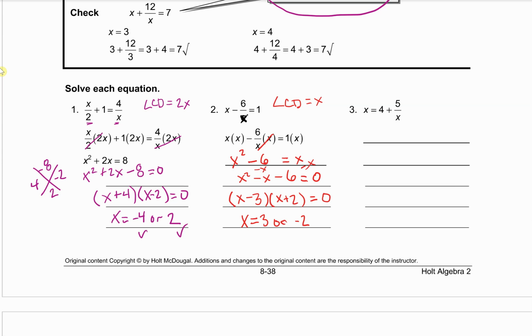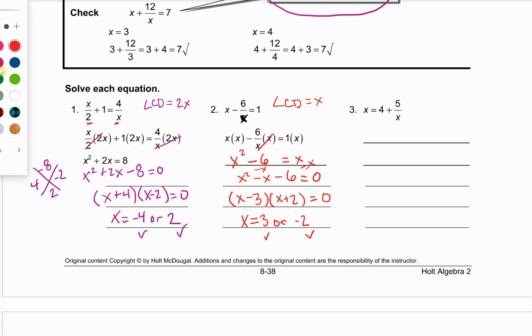And again, you got to go back and plug them in. If I got 3 here, let's see, that would be 3 minus 6 divided by 3, that's 3 minus 2, that's 1. That works. Negative 2: negative 2 minus 6 divided by negative 2, that would be negative 3. Minus negative 3, that'd be negative 2 plus 3, that'd be 1. So they both work. So 3 works, negative 2 works. All right, number 3.